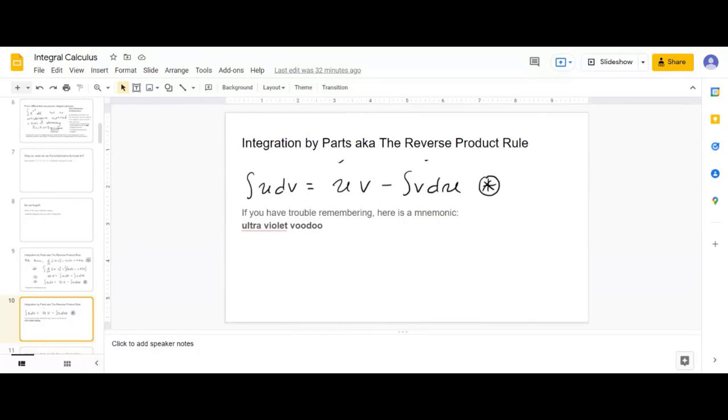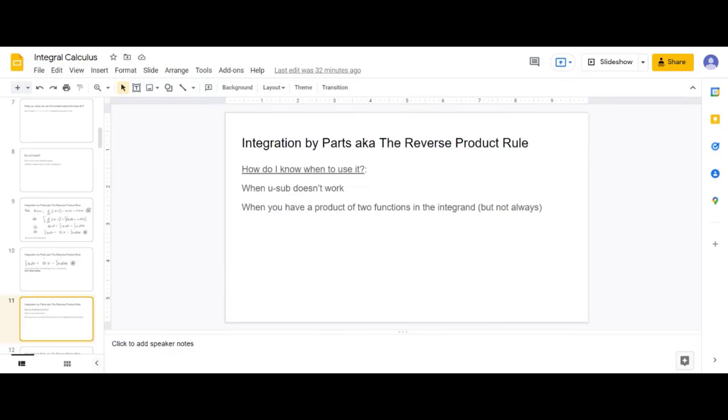So here it is. If you have trouble remembering it, it's an acronym: ultraviolet voodoo. UV minus the integral of V du, ultraviolet voodoo. When do we use it? Well, when the easiest technique of integration doesn't work, that would be a nice time to at least think about it. And more rigorously, when we have a product of two functions in the integrand, but this is not always the case.